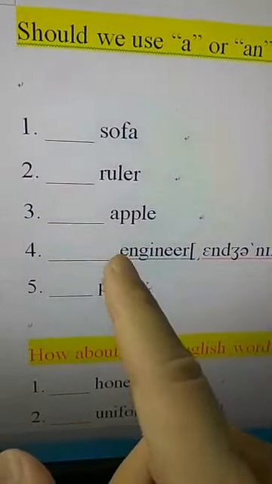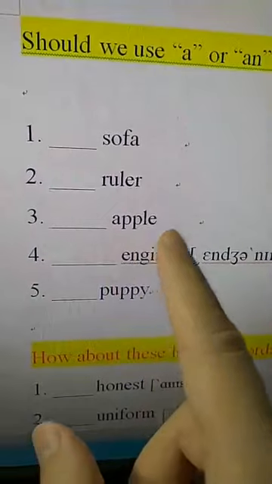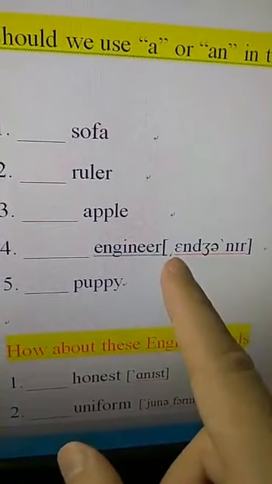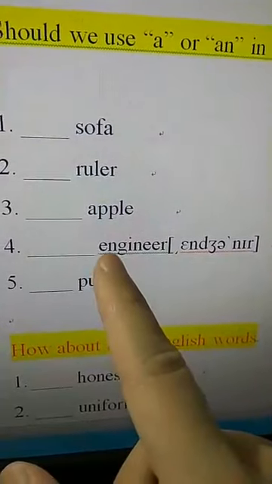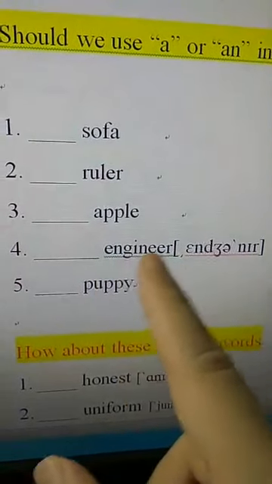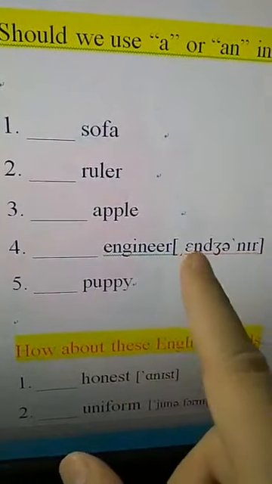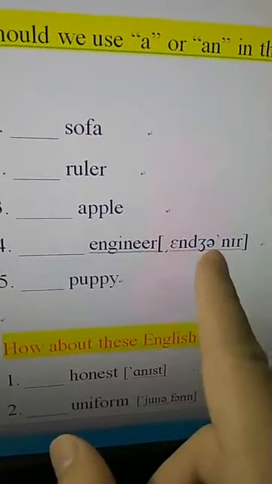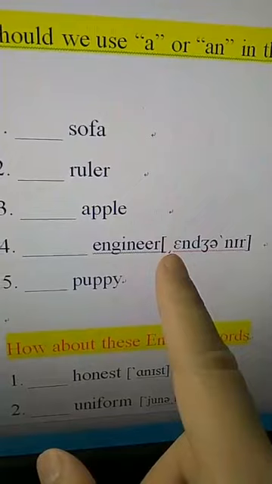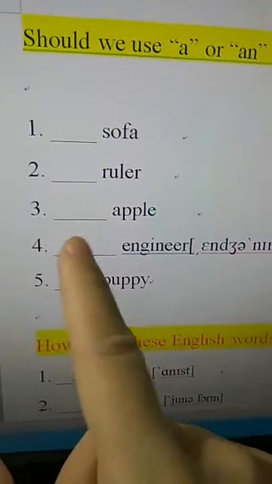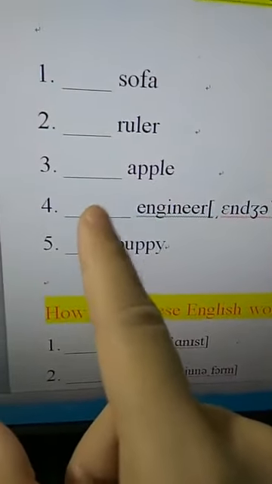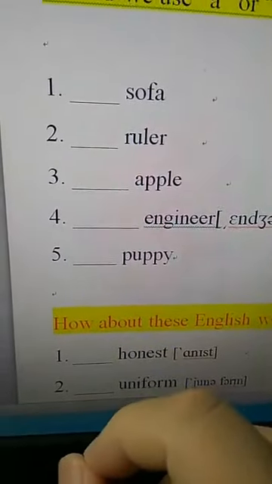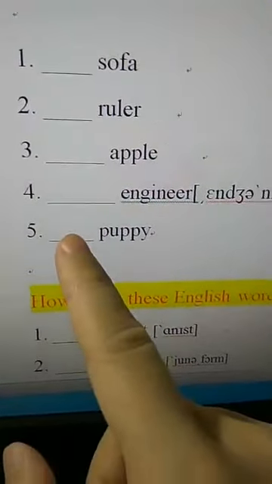Why? Remember that we didn't really see the spelling, we check the pronunciation. That's an. So we see the pronunciation, not the spelling. So engineer, we use an here, not a. Very good. Whoa, you're so smart. Okay, that's the last one.